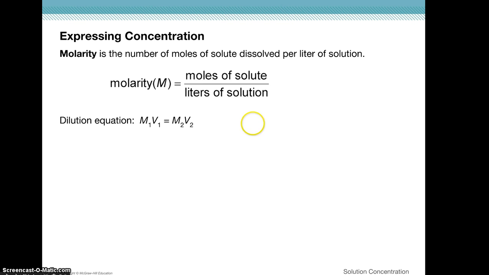And then we can also relate this dilution equation. So if you have a solution and you want to dilute it and make a new molarity by adding water to it, we can calculate how much we need using the dilution equation. And we'll see what that looks like in our example.